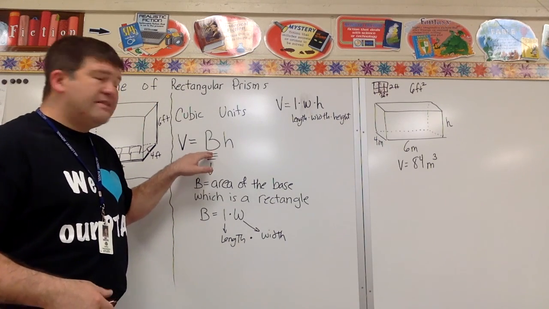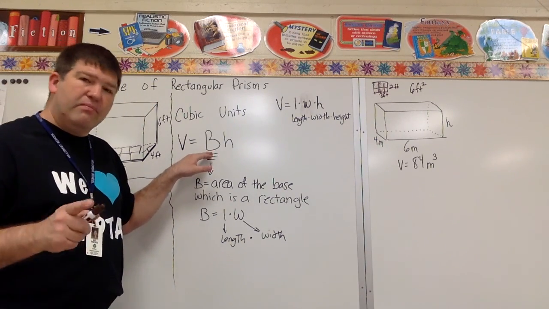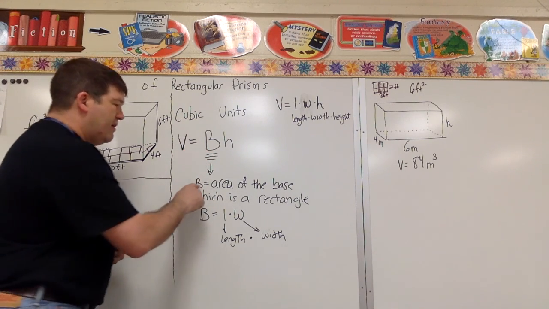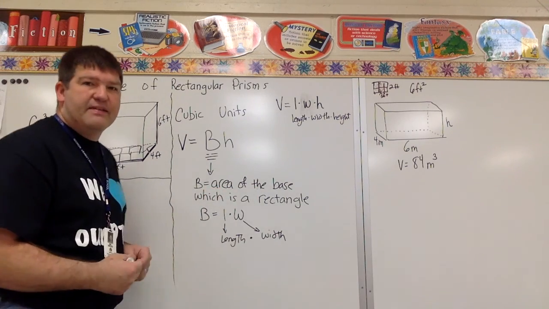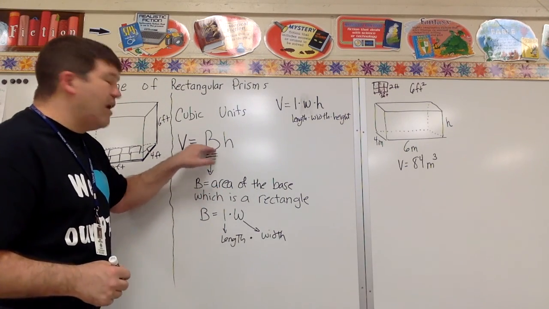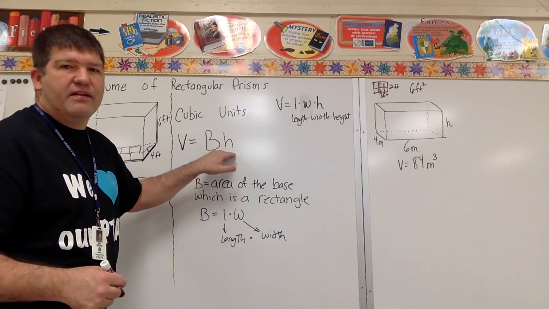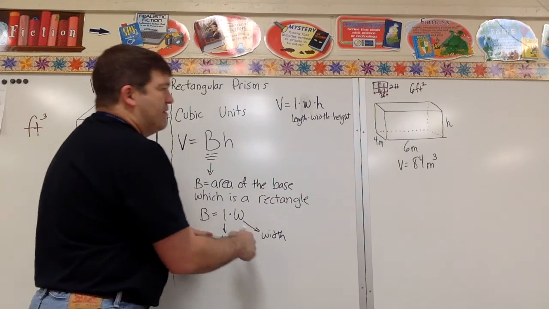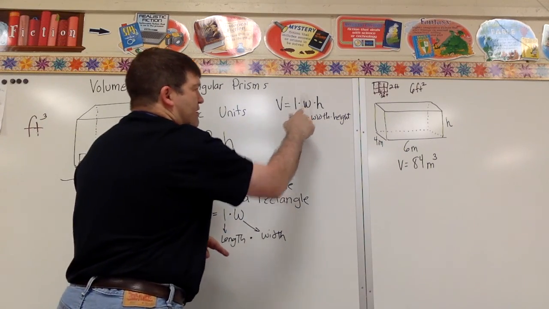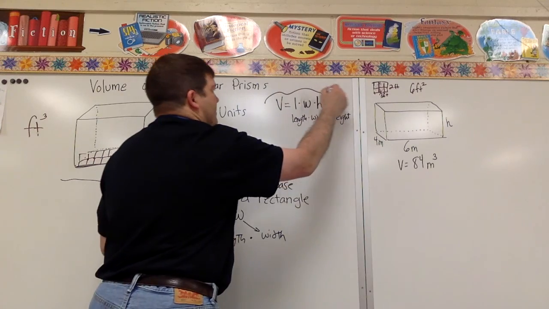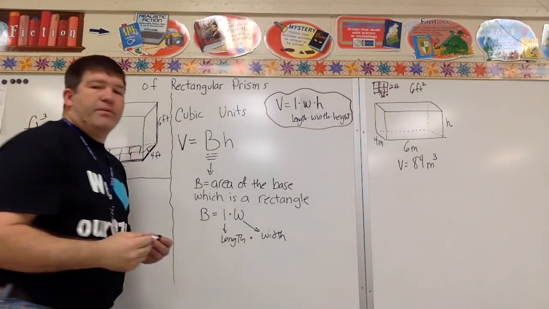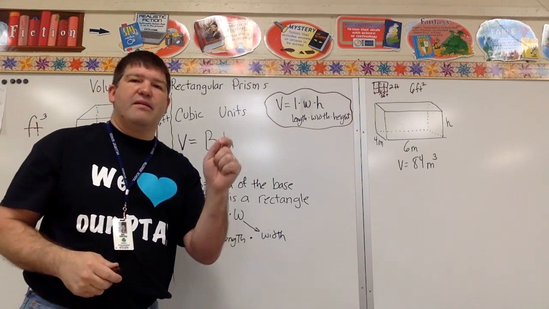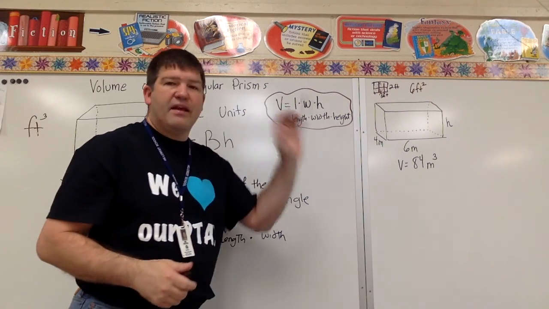Volume equals, that's a big B. When you write a little b, it means base. When you write a big B, it's the area of the base. So this big B says area of the base times the height. Now the area of the base is simply the length times the width. I might go with this formula to begin with, even though this is exactly the same. Volume equals length times width times height.